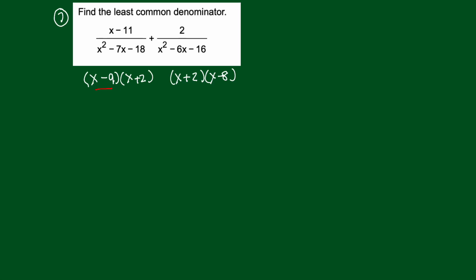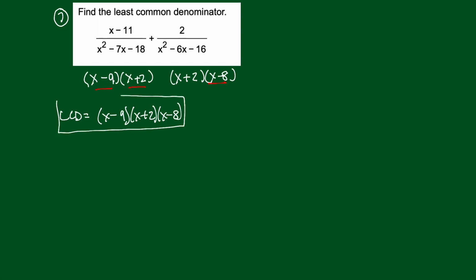All right, so pick out each factor that appears. I've got this one. I've got this one. Now that one appears twice. This x plus 2 appears here and here, but it's the highest power, it's just a 1. All right, and then I've got this one. So here's the LCD. The LCD is x minus 9, x plus 2, and x minus 8. Just multiply those, indicate that multiplication.